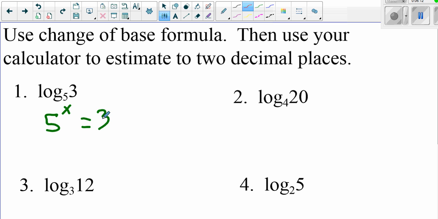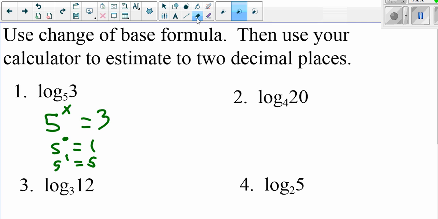So I know 5 to the 0 is 1. I know 5 to the first is 5. And I know that 3 is in between that. So the exponent is going to be somewhere between 0 and 1. That's useful so you know that your calculator is not lying to you. Because 5 to the 0 is 1, 5 to the first is 5, our answer should be somewhere between 0 and 1.